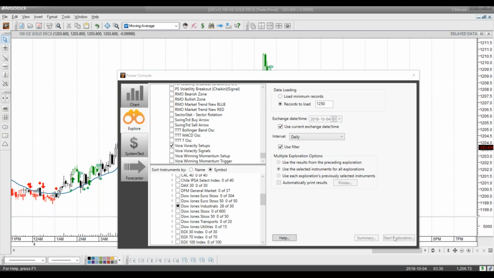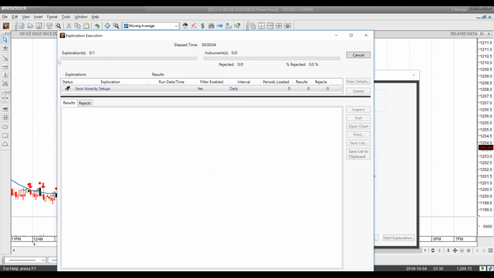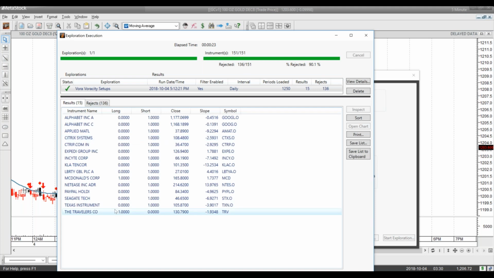And when I do, it brings up this box, and you'll see in a moment how it's going to start going through the process. There it is. And it's telling you how many instruments it's looking at, how many are rejected, and any trading opportunities it finds, it's going to populate down in here. It'll show you the symbol and a few other numbers. So let's see if we come across anything. And there they are.